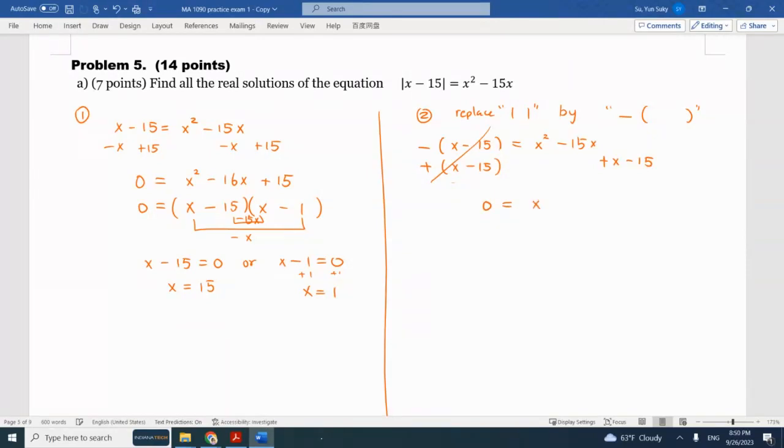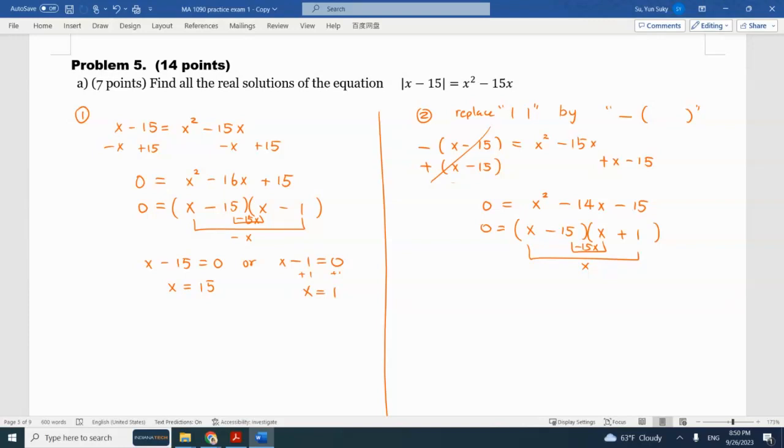So on your right hand side, you have x squared minus 15x plus x, which is minus 14x. And you still have the minus 15. Are you able to factor it? Let's see if we can factor it. Minus 15 and plus 1 will work. So x times 1 is x, minus 15 times x is minus 15x. When you add x, it becomes minus 14x.